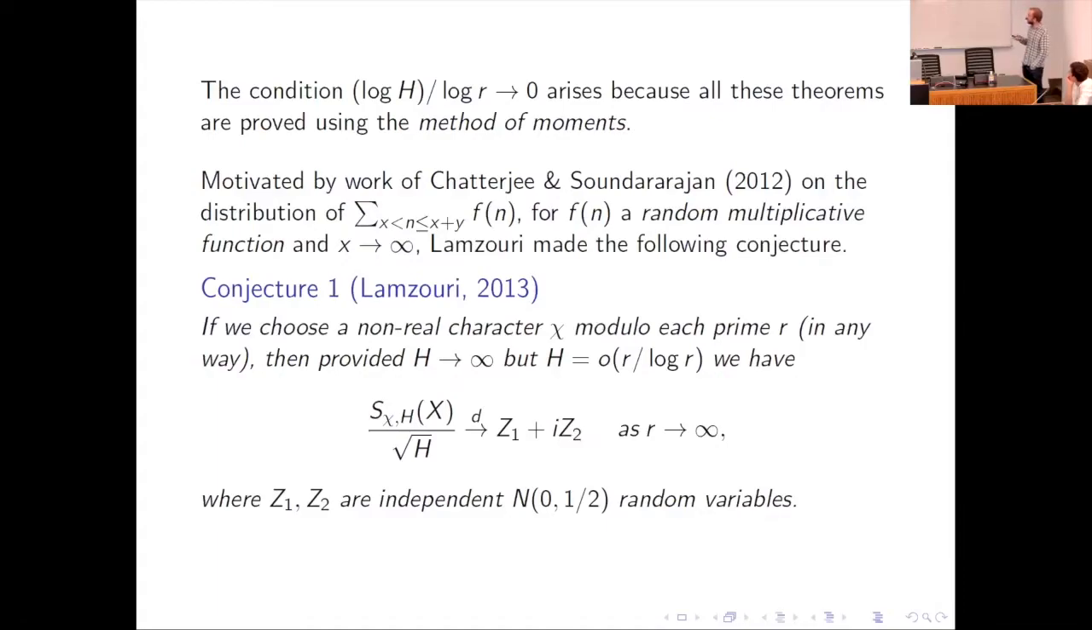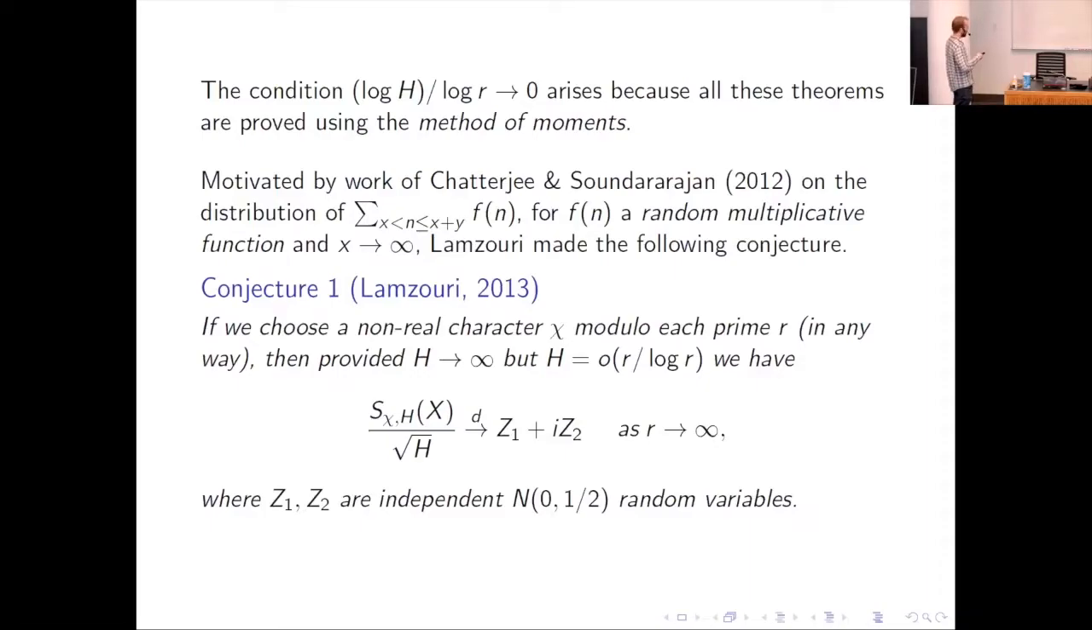And so in the same paper where he did the generalization to complex characters, Lamzouri made a conjecture about what should happen here. So I'm going to move over there so you don't always see my back on this side. So he conjectured that on a much bigger range of h, so h tends to infinity, but h is little o of r over log r. So not r to the little o(1), not r to the epsilon, like in the proven results, but much bigger, much closer to r. You should still have convergence in distribution to the same limit, to the complex Gaussian limit.